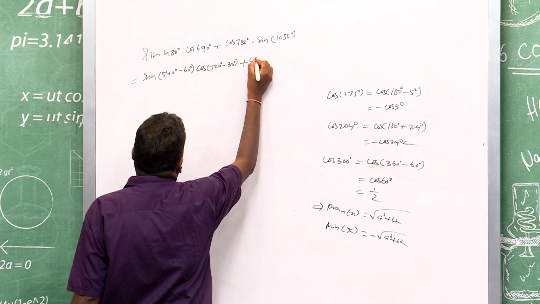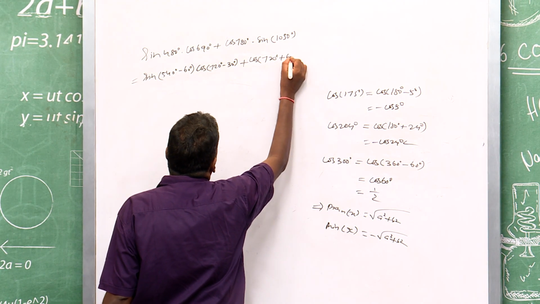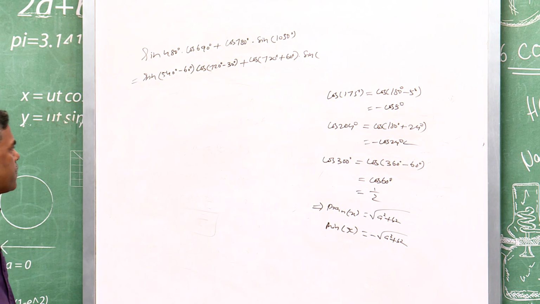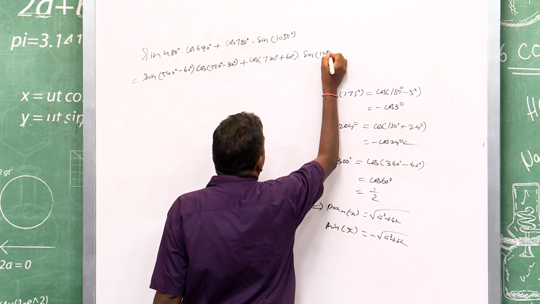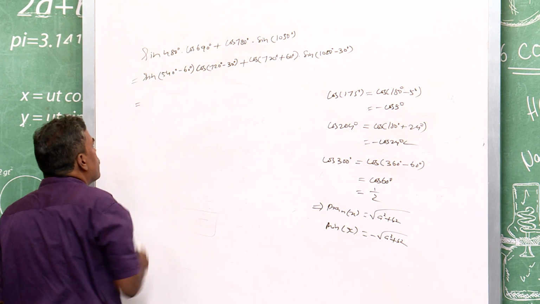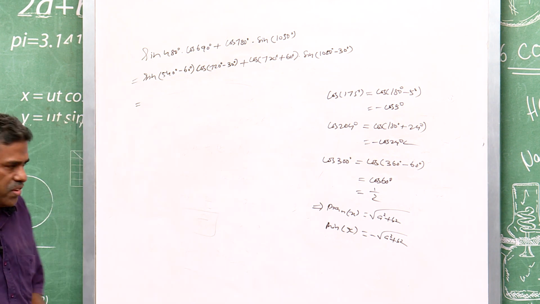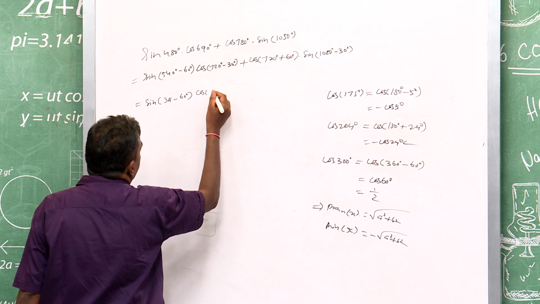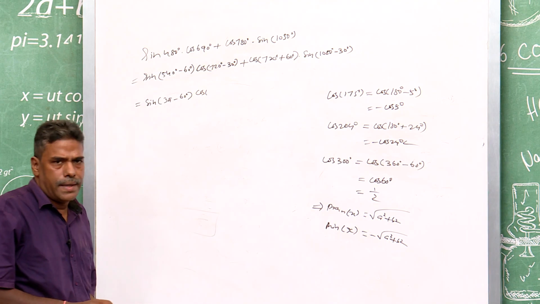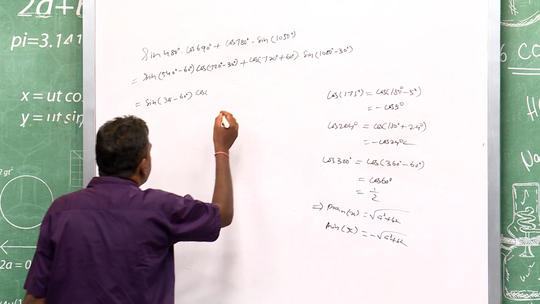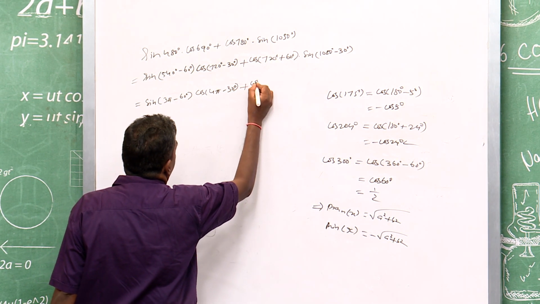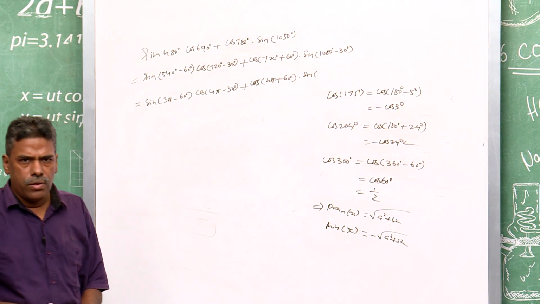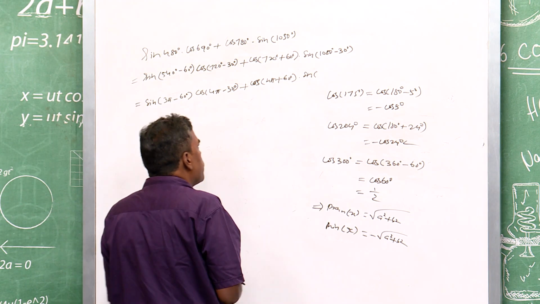Plus cos 780°, that is cos(720° + 60°), times sin 1050°, that is sin(1080° − 30°). So, that is sin(3π − 60°) cos(4π − 30°) + cos(4π + 60°) sin(6π − 30°).